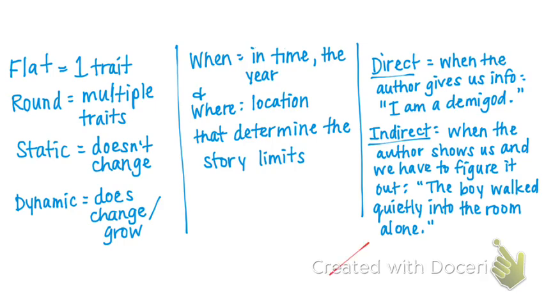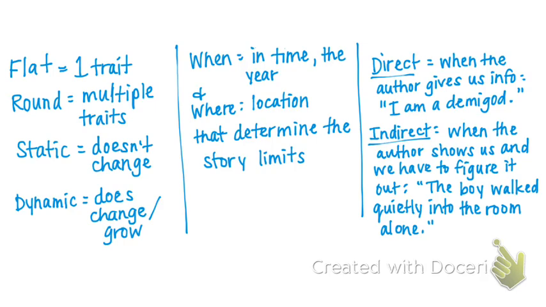So that leads us to our third thing, our direct and indirect characterization and description. So direct characterization and description is when the author just gives us information. For example, in Percy Jackson, Percy just tells us, I am a demigod. We don't have to watch him do some crazy things that he shouldn't be able to do before we figure out that he's a demigod. He just tells it to us. And then the other way is the indirect characterization.